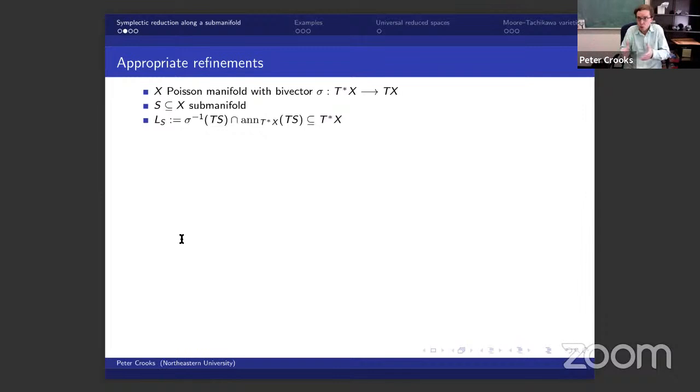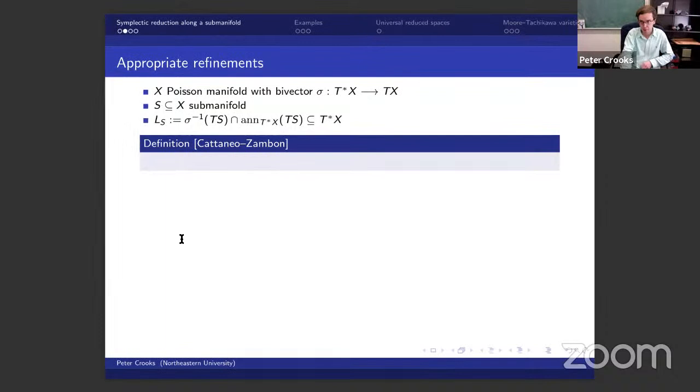There's no reason a priori for these vector spaces to have a uniform dimension. But when that happens, the submanifold S is called pre-Poisson. So this is a definition due to Cattaneo and Zambon, which is that this submanifold S is pre-Poisson if this collection L_S of vector spaces sitting over S has constant fiber dimension.